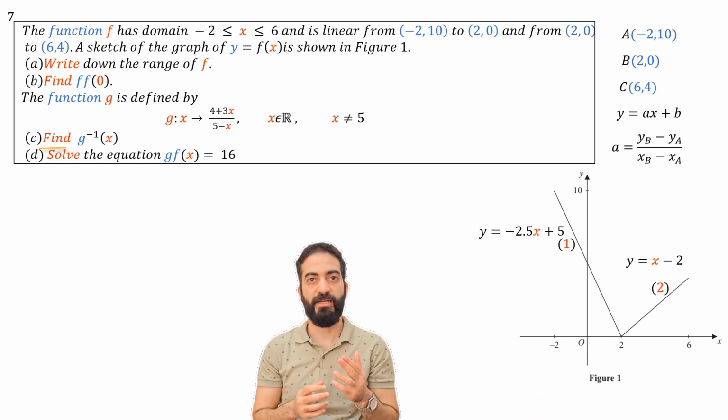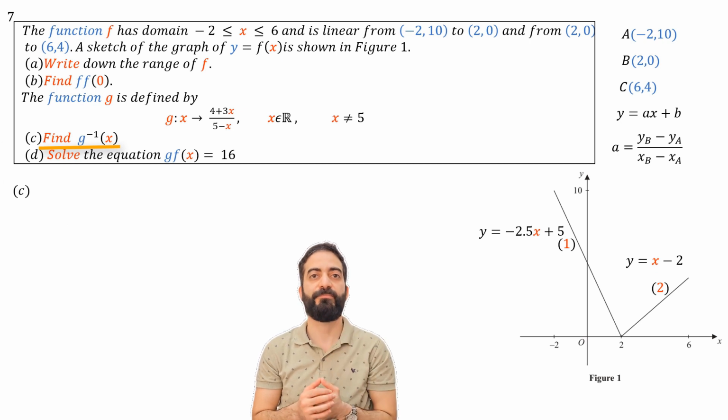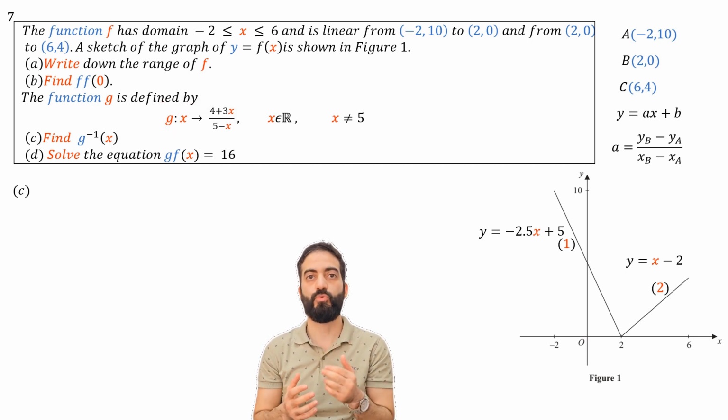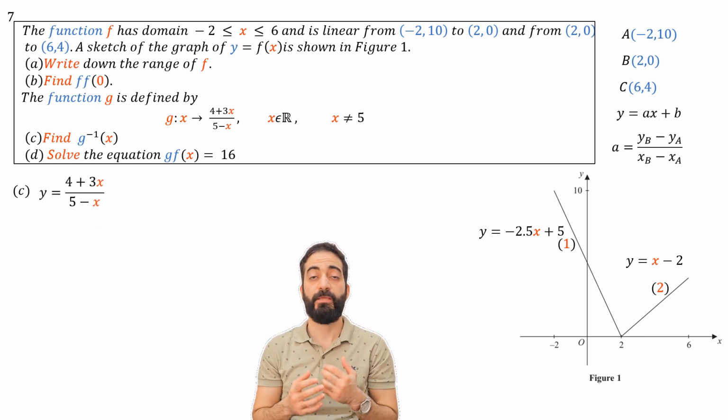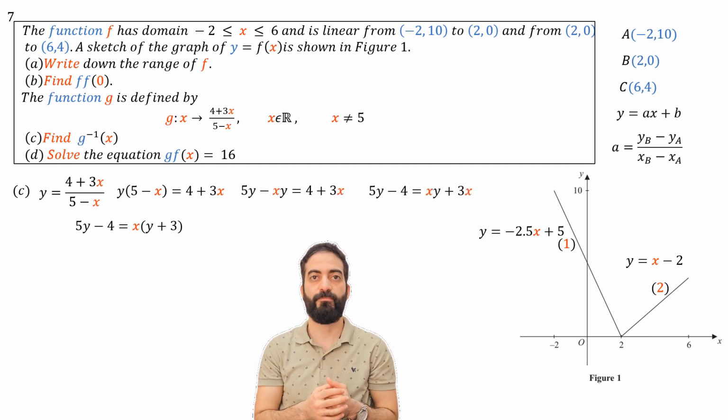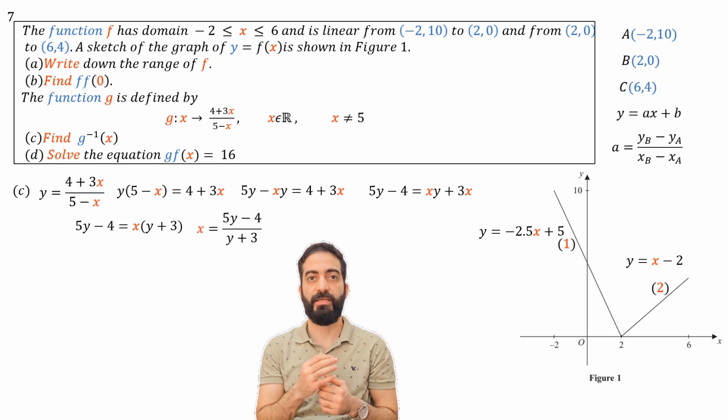We now move to part C. Find g minus 1 of x. As we see here, we have g(x) and we are required to get g minus 1 of x. All we have to do is follow these steps. The first step is that in place of g(x), we put y. The second step is to get x in terms of y. So we get x in this way. The third step is that in place of x we put g minus 1 of x, and in place of y we put x. So we get the answer very easily.